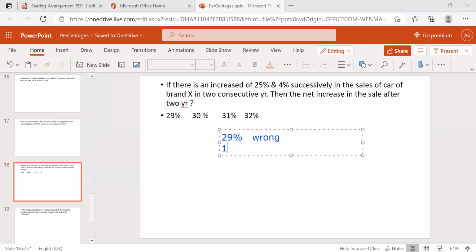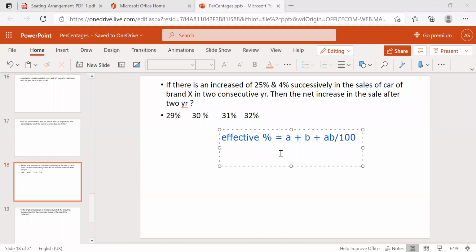For this, we can use effective percentage. We can calculate this answer by using the effective percentage. The effective percentage formula is nothing but A plus B plus AB by 100. This is the effective percentage formula. Note it down, everyone, pen down it.